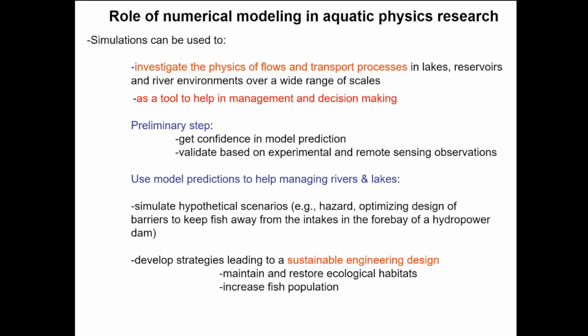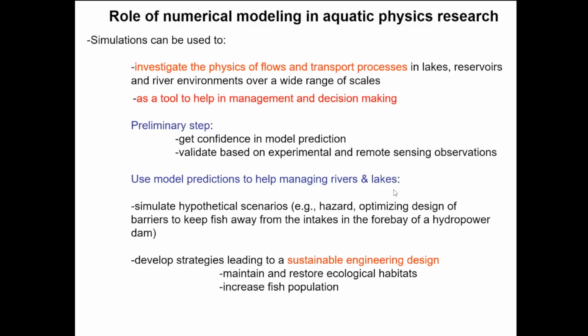So the first step to be able to use them as a design tool is to make sure that the data we get from this numerical simulation is accurate. This is basically a first step, which is very, very important. So we have to validate using experimental data, either from the lab or from the field, and nowadays, more and more using remote sensing observations.